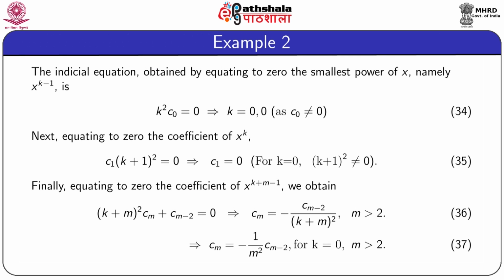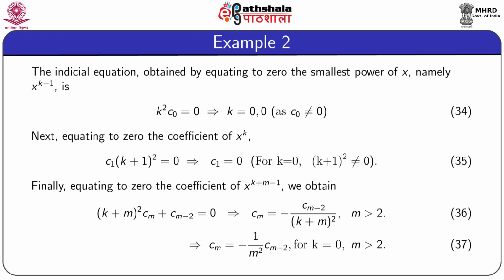The initial equation obtained by equating to 0 the smallest power of x, in this case x to the power k minus 1, is given by k square c 0 equal to 0, which implies the values of k to be 0 repeated twice as c 0 not equal to 0. We next equate to 0 the coefficient of x to the power k, and we obtain c 1 (k plus 1) whole square equal to 0, which implies c 1 equal to 0, because if you put k equal to 0 here, this expression is a non-zero quantity, and hence we conclude that c 1 is equal to 0.